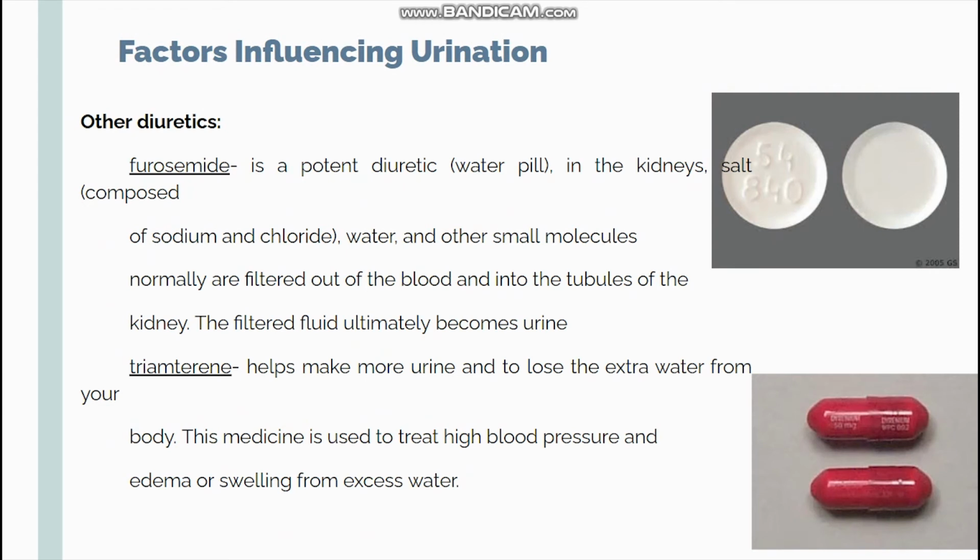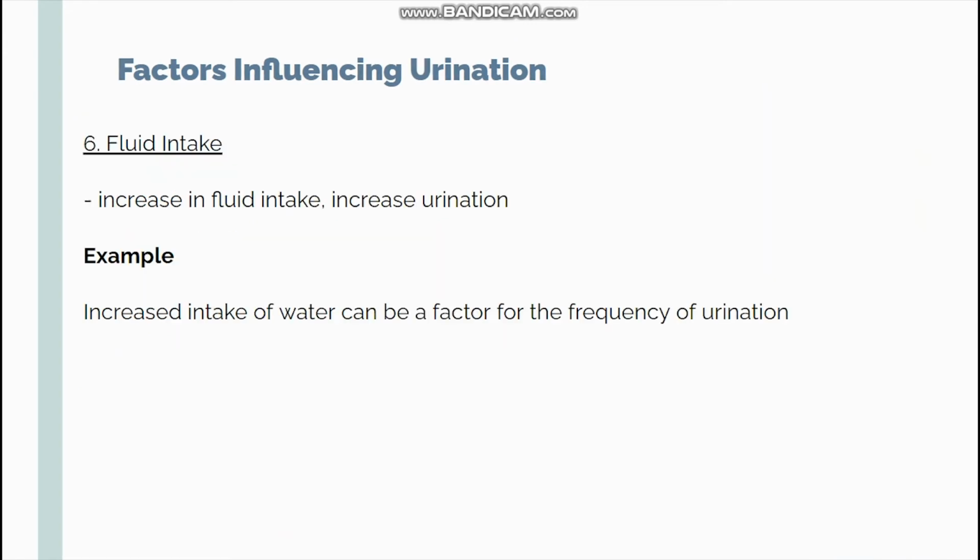In the kidneys, salt, water, and other small molecules normally are filtered out of the blood and into the tubules of the kidney. The filtered fluid ultimately becomes urine. Triamterene helps make more urine and lose the extra water from your body. This medicine is used to treat high blood pressure and edema, or swelling from excess water. Fluid intake. Increase in fluid intake equals increased urination.